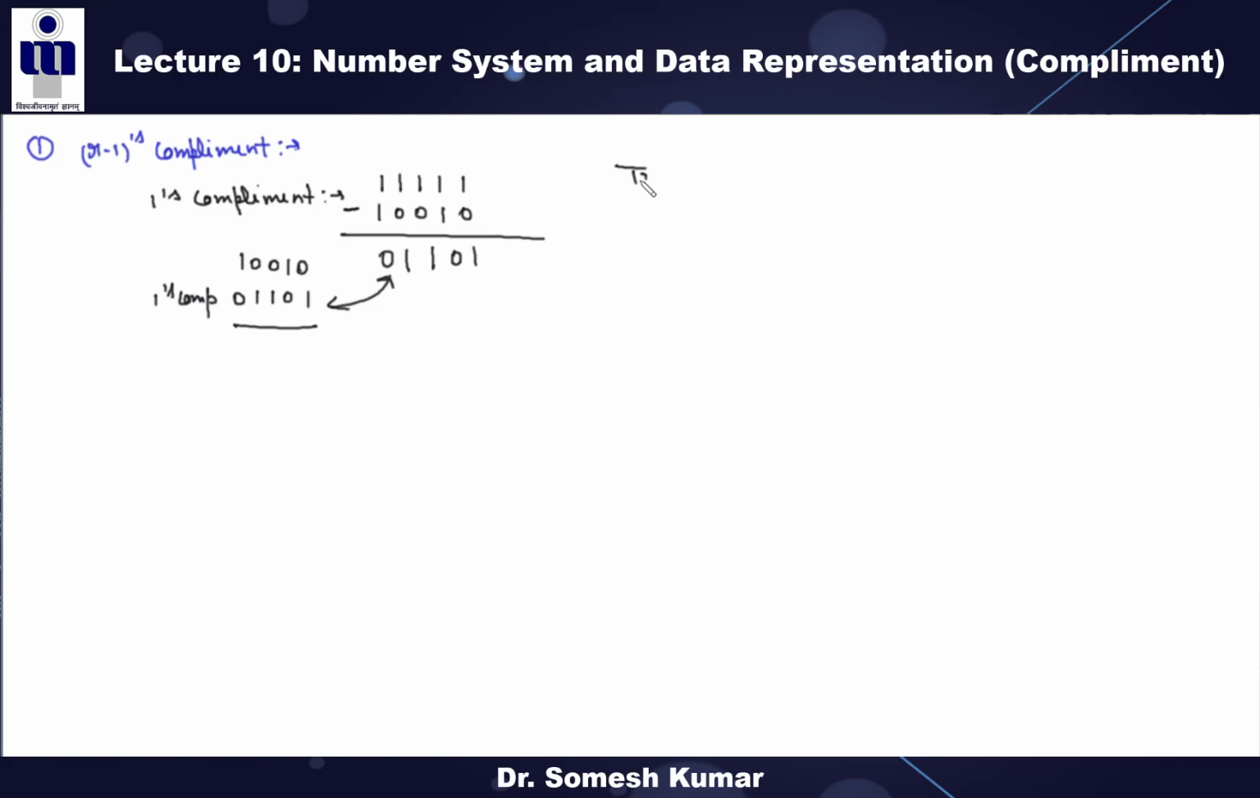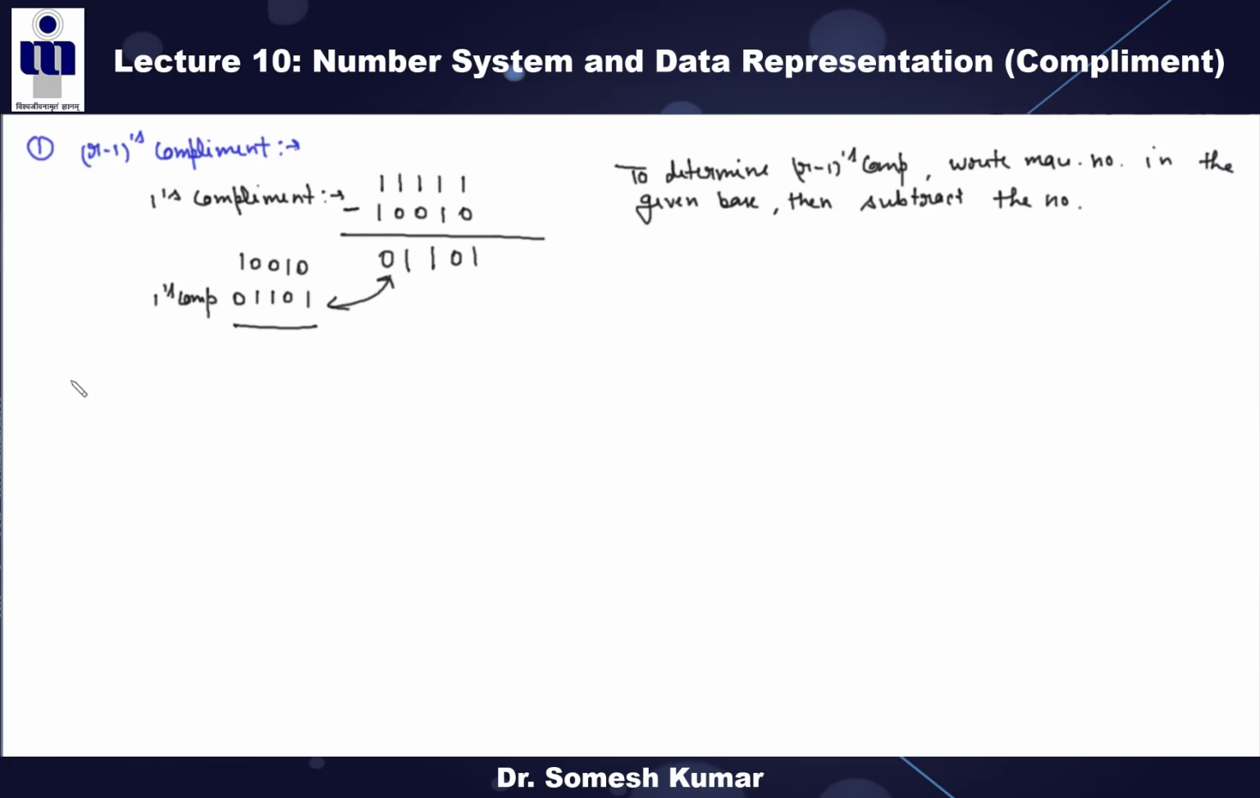So the general statement is: to determine the R minus 1s complement, write the maximum number in the given base, then subtract the number. This is the way to find the R minus 1s complement. We will take one more example.